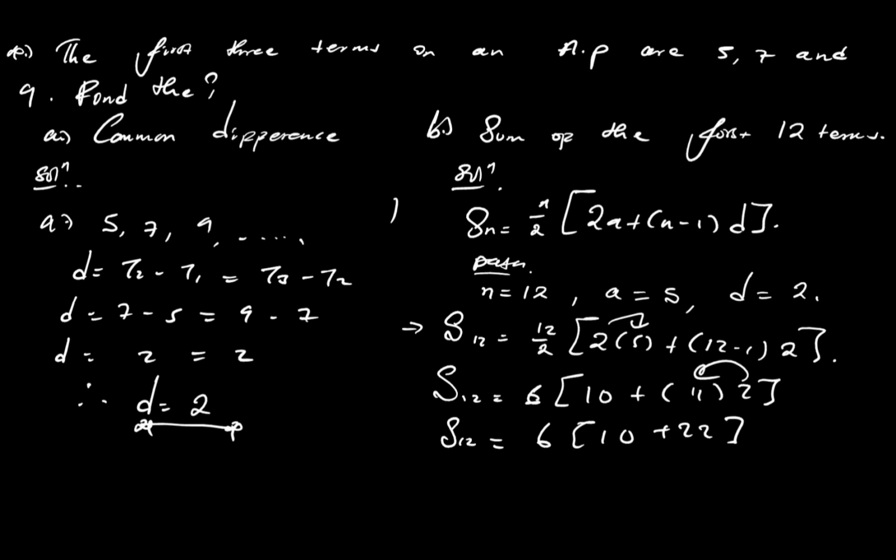Now, we need to understand that S sub 12 will be equal to 6 times, and what is 10 plus 22? This will give us 32. Therefore, we can say that the sum of the first 12 terms will be the value of 6 multiplying 32, which is 192, as our sum of the first 12 terms.